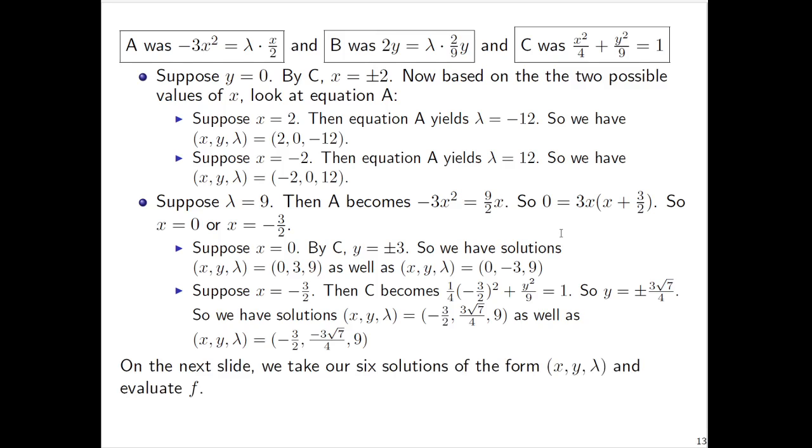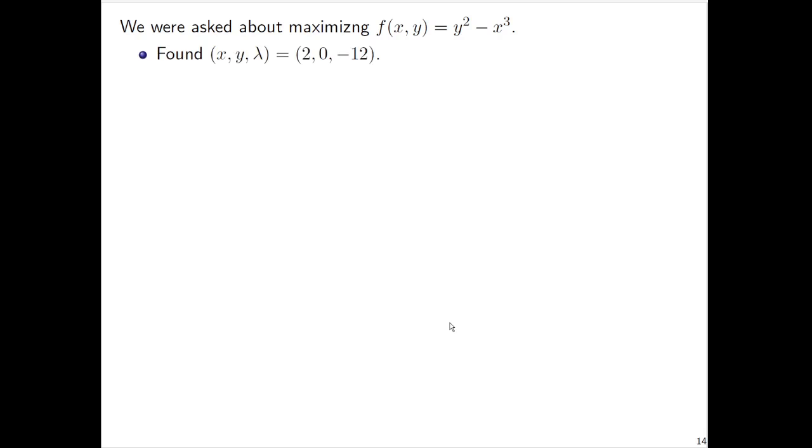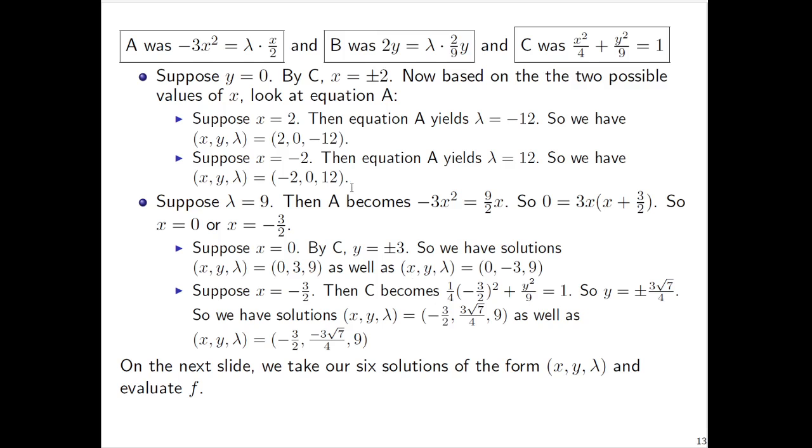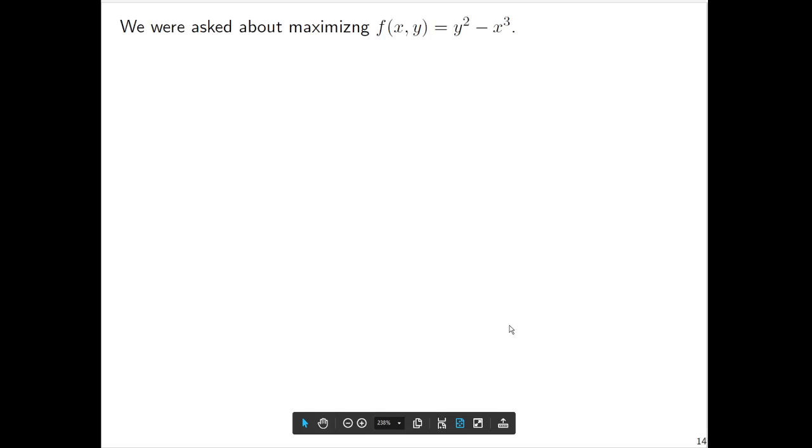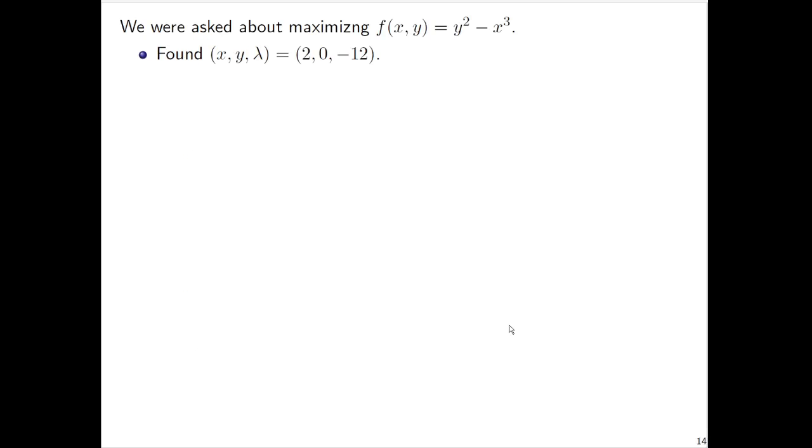So there's a lot of possibilities here, right? We've got many possibilities of x, y, lambda. Count them up here. There's 1, 2, 3, 4, 5, and whoops, let's try that again. There's 1, 2, 3, 4, 5, and 6. So we'll take our 6 combinations of x, y, lambda, and we were asked about maximizing, recall, f of x comma y equals y squared minus x cubed.